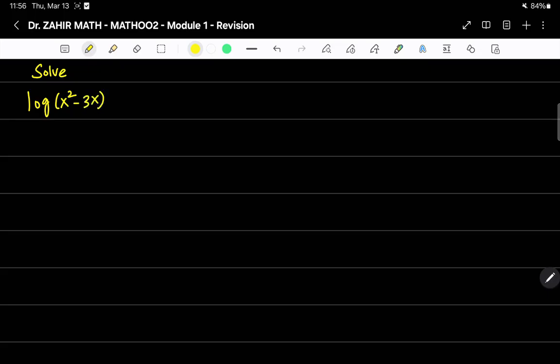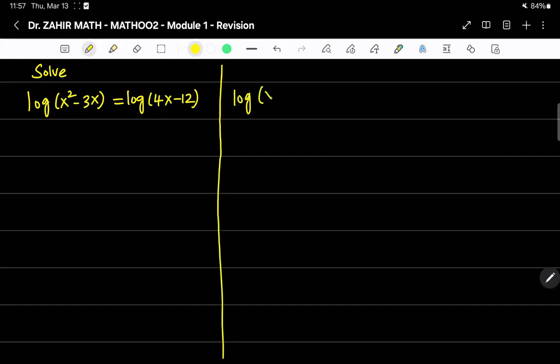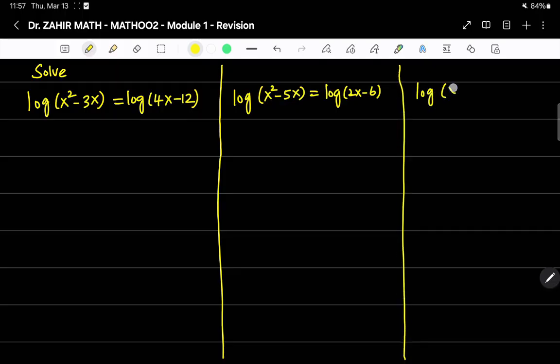The first question is: solve log(x² − 3x) = log(4x − 12). This is the first question. Okay, let me do the next question: log(x² − 5x) = log(2x − 6). The next question is log(x² − x) = log(2x − 2).